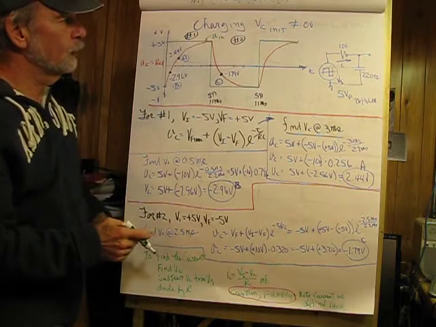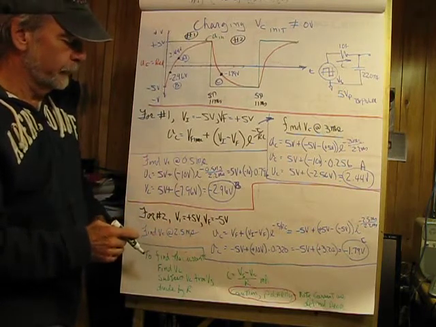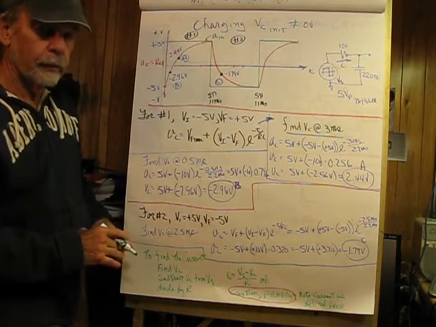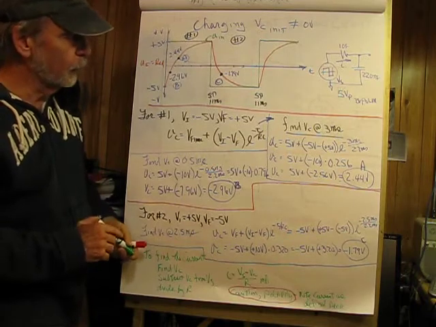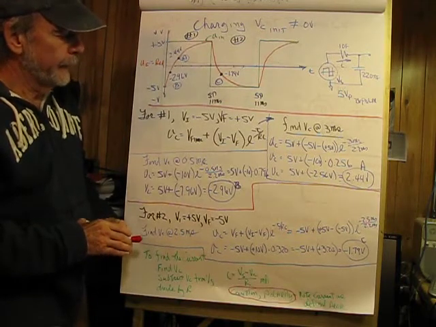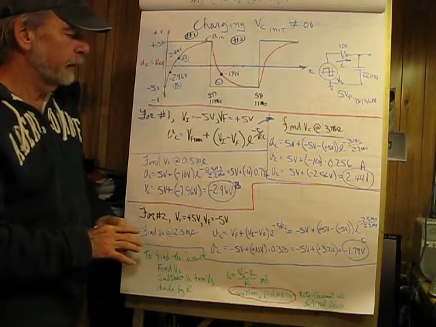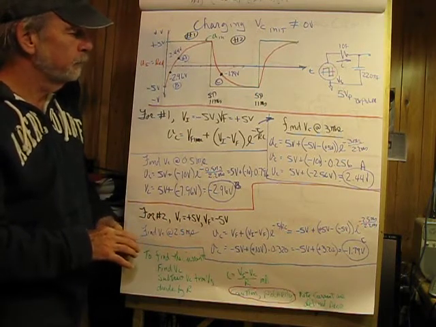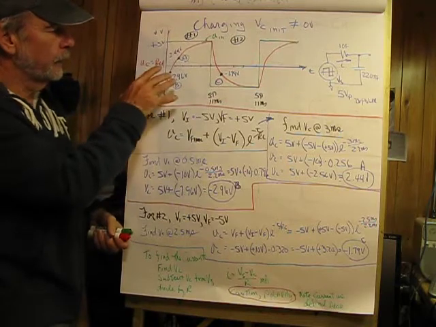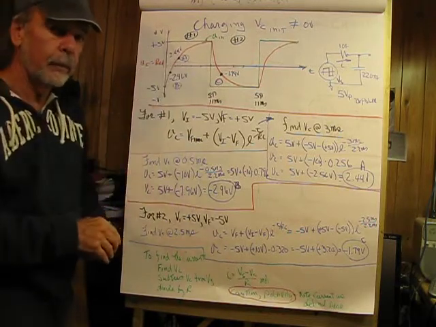Now, charging when VC initial is not 0 will be part 2 of this. I think we covered quite a bit here, and you'll need to look that over. This is a little bit more involved, and this would be a circuit that's driven by a bipolar square wave.